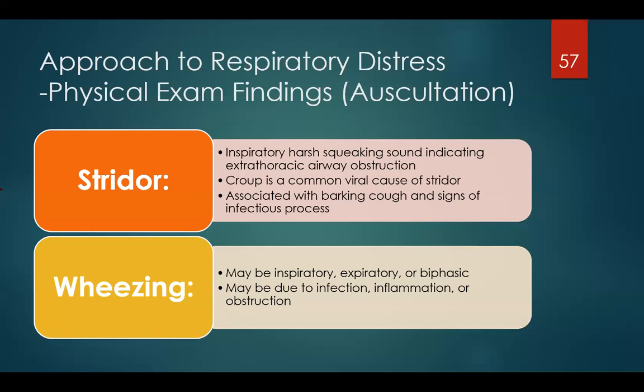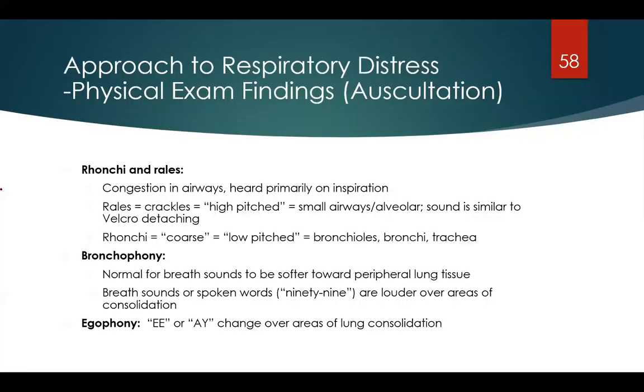Wheezing, maybe inspiratory, expiratory, or biphasic, maybe due to infection, inflammation, and or obstruction. Congestion in the airways, bronchi, and rales. So what caused these physical exam findings? Well, bronchi and rales can be caused by airway congestion. These are primarily heard on inspiration. Rales directly means crackles. These are high-pitched, sounds like Velcro being pulled apart. Bronchi are coarse, low-pitched, down in the bronchioles in the bronchial tree.